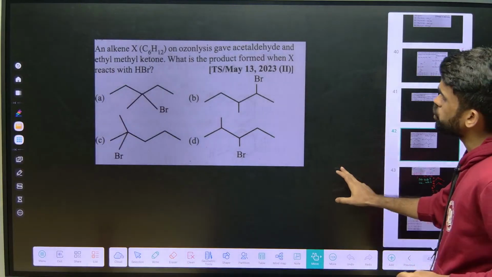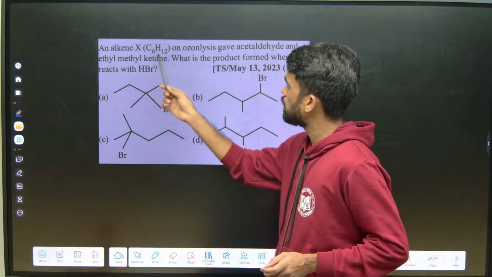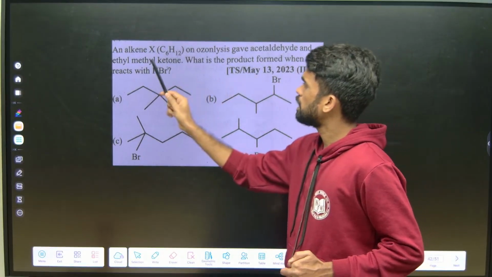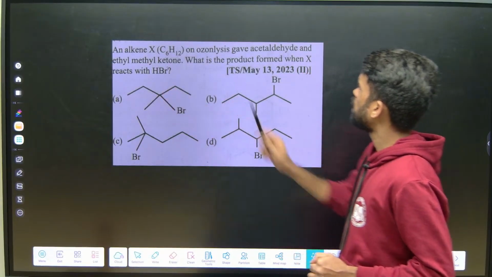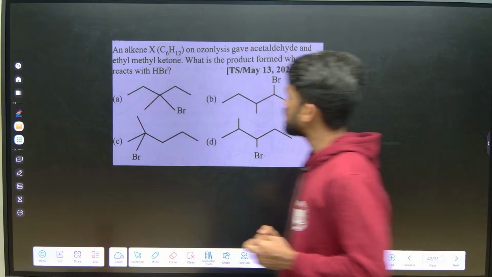Can you try this question? An alkene C6H12 on ozonolysis gives acetaldehyde and ethyl methyl ketone. What is the product formed when X reacts with HBr? So, an easy question this is also.